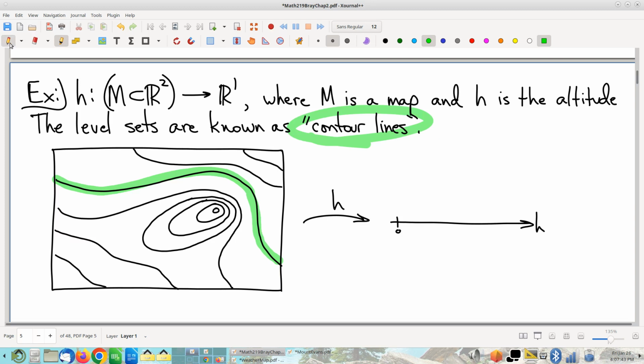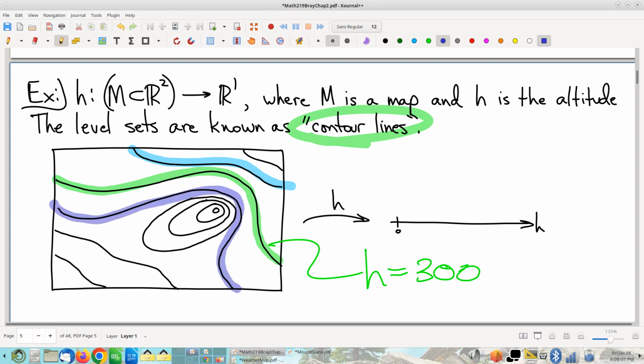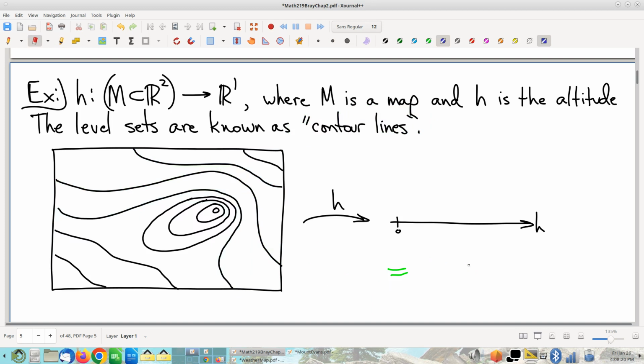So this, for example, might be where the altitude is equal to, let's say, 300. And then this maybe is where the altitude is 200, and this is where the altitude is 400, et cetera, et cetera. And so you can sort of piece it together in your mind. Each one of these lines, as you go closer to the mountaintop here, is showing you where altitudes are increasingly high by, let's say, 100 feet per jump. So that helps you get some sense for the shape of the mountain.